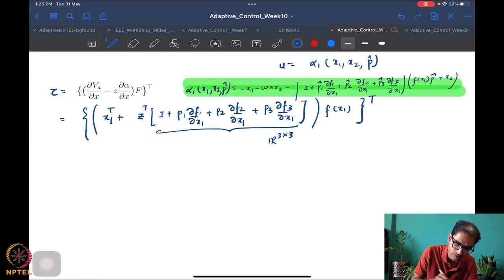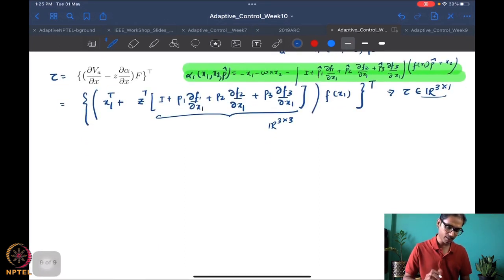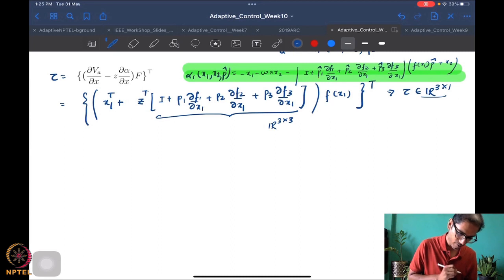So this is 1 by 3 times 3 by 3. So this is fine, 1 by 3. This is 3 by 3. So this is 3 by 1, which implies tau belongs to R 3 by 1. And that should be fine. I think this is correct. This should be Z transpose. Yeah, I think this is fine.